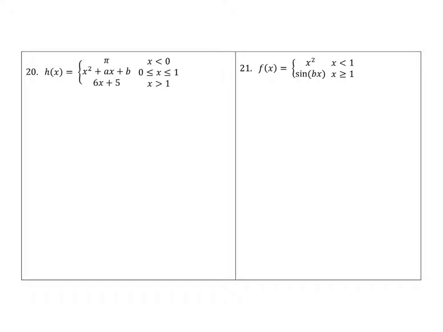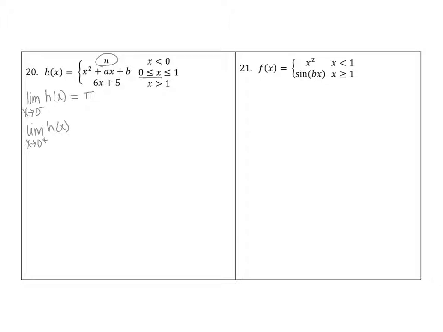Again, very similar for number 20. We're showing that we are going to be continuous everywhere. So if we're continuous everywhere, notice we have to talk about both 0 and 1. So starting out with our limit, we're going to have the limit as x approaches 0 from the left of h at x. And the limit from the left is going to be pi. Then we have to look at our limit as x approaches 0 from the right of h at x.